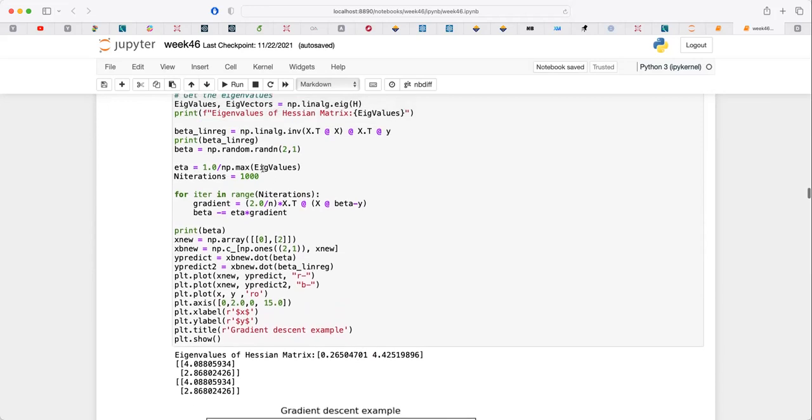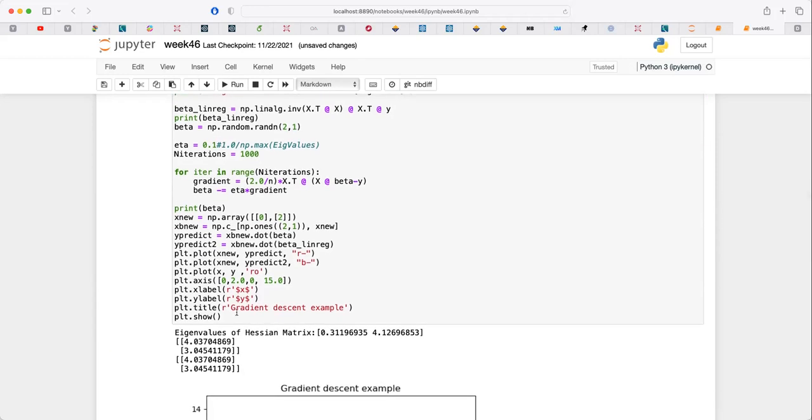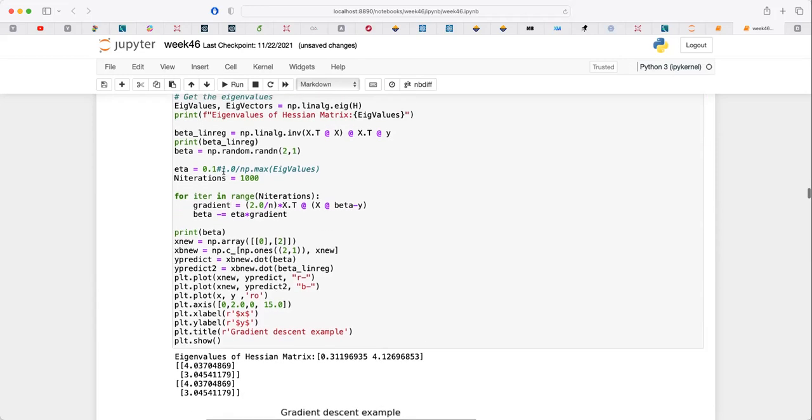Now, suppose I change this. So you saw the largest eigenvalue is 4.4. But let's now suppose I just put this one to 0.1. And let's see what happens then. It still converges. Let's just make the learning rate a little bit larger. Let's put it 0.5.